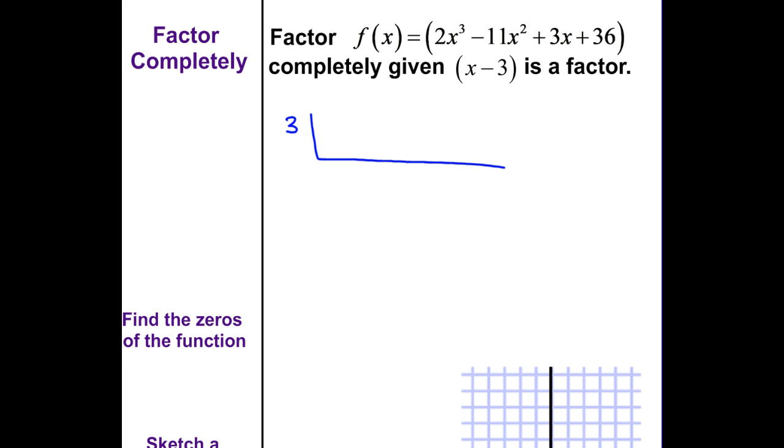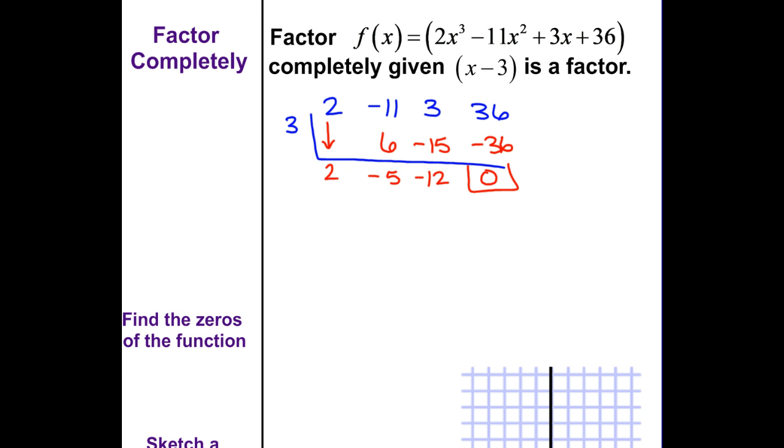Now we count down using our coefficients. Our third coefficient is 2. Our second coefficient is -11. First coefficient is 3. And 0th coefficient is 36. All right, let's solve this. Bring down our 2. Multiply, we get 6. -5 times 3 is -15. Add those, we get -12. 3 times -12 is -36. Lo and behold, we get a 0 on the bottom. That proves that x minus 3 is a factor.